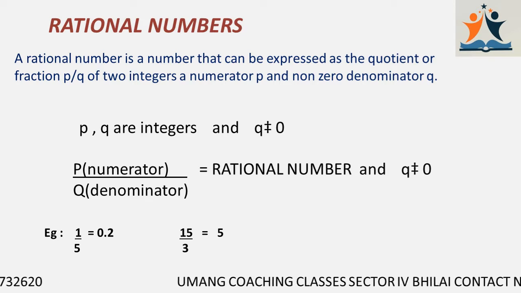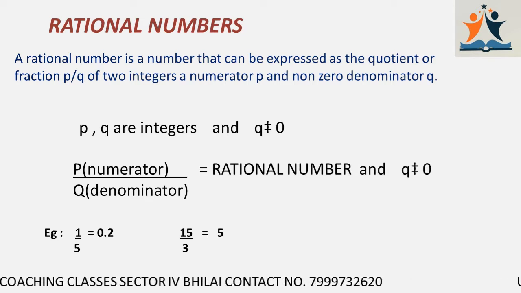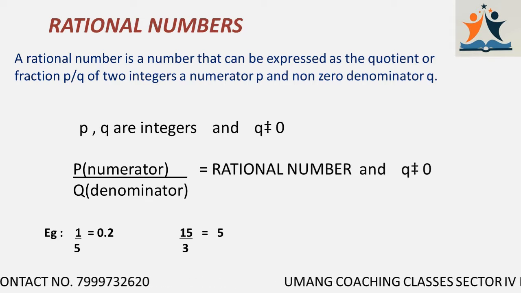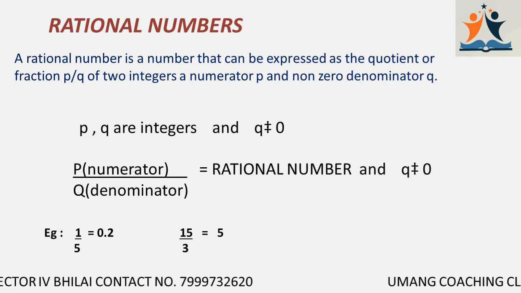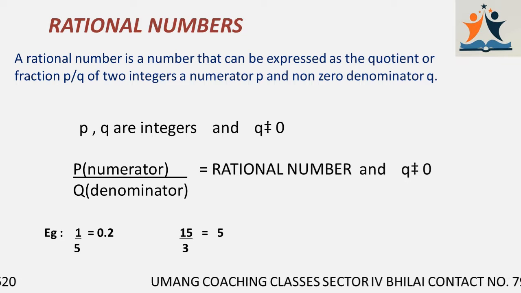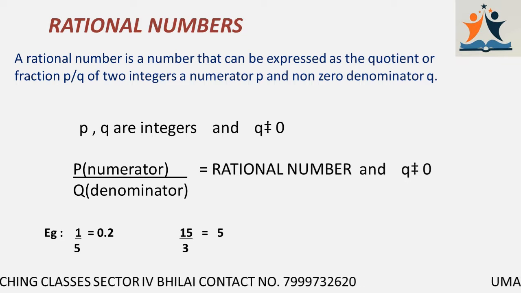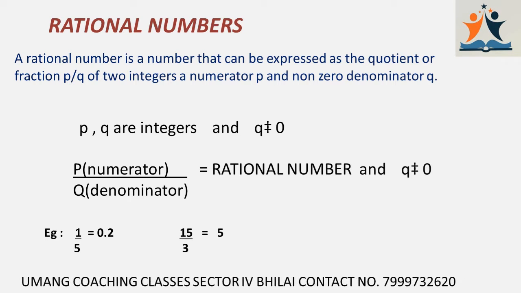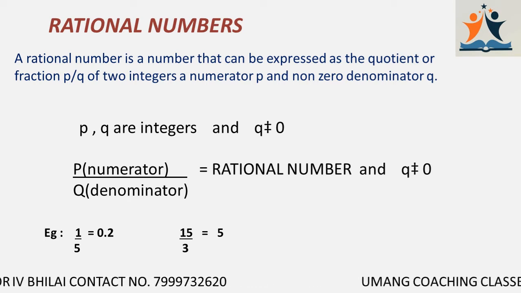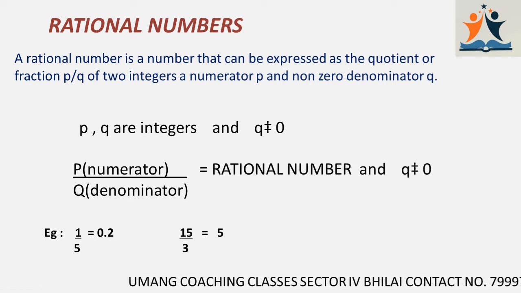For example, 1 by 5. Here 1 by 5 can be written as 0.2, so these two are rational numbers. 0.2 can be written as 1 by 5, where p is 1 and q is 5, so this is a rational number. Second is 15 by 3, which is equal to 5. So here 5 can be written as 15 by 3, so it is a rational number.